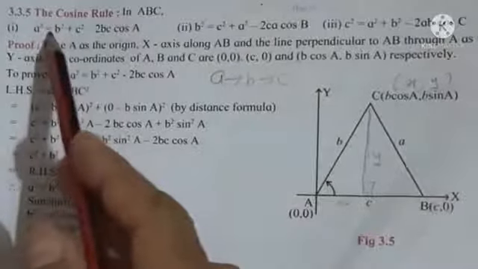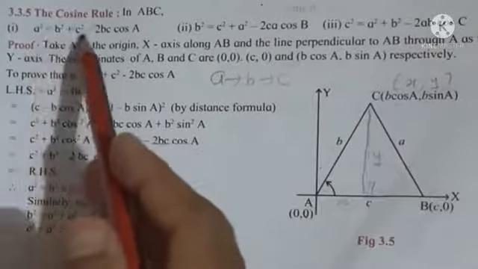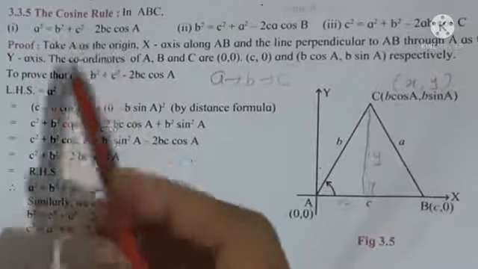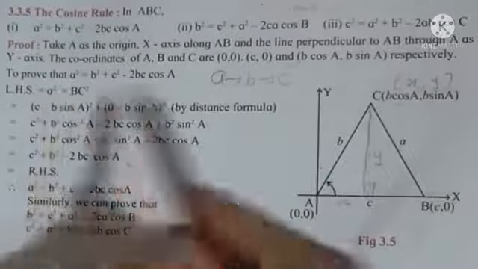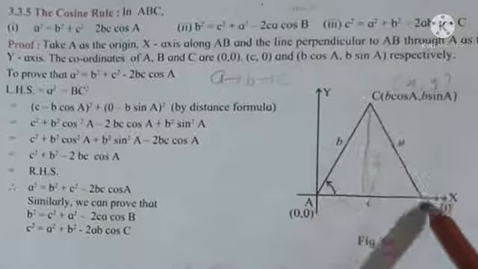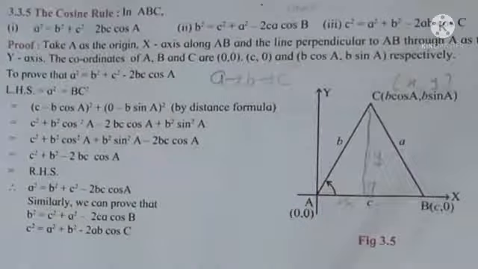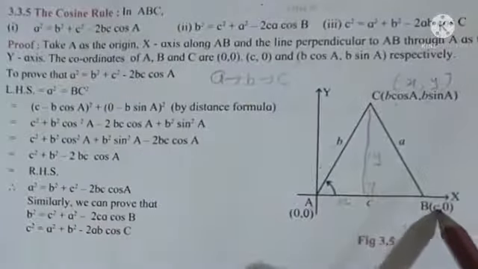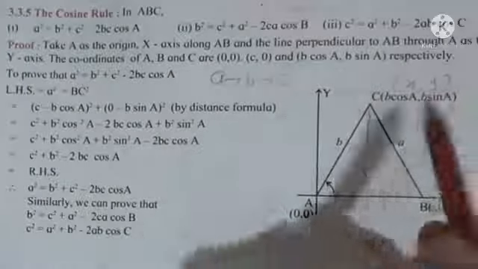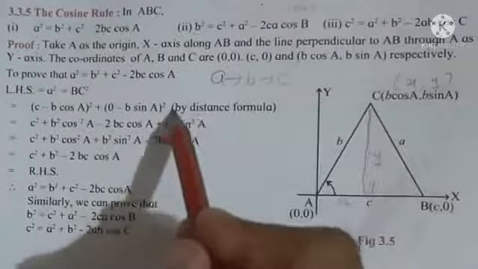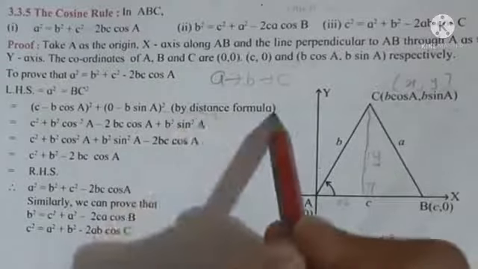Now take LHS. What we have to prove? a square is equal to b square plus c square minus 2bc cos A. So for proving this, we take LHS, a square. What is a here? a means BC square. So here you take the distance formula. What is the distance formula? (c minus b cos A) bracket square plus (0 minus b sin A) bracket square. You had learned the distance formula in the 10th standard.